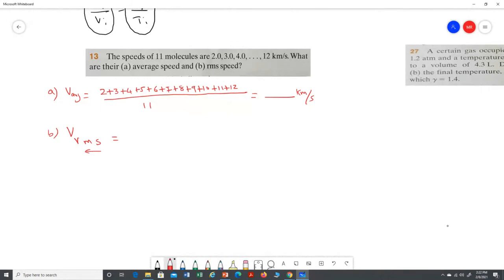What is this? Square. Then what is this? Mean. Then Root. Okay.